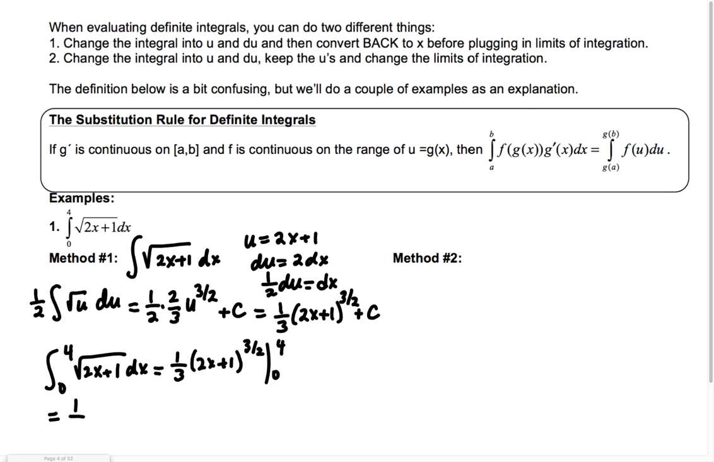And then we plug in the 4. So when I plug in the 4, what do I get inside parentheses? 2 times 4 plus 1. So 9 to the 3 over 2 minus 1/3, 1 to the 3 over 2. I end up with 27 over 3, which is 9. You could write 9 if you want, minus 1 over 3. I typically keep it over 3 because the other one was over 3 as well. So I get 26 over 3.